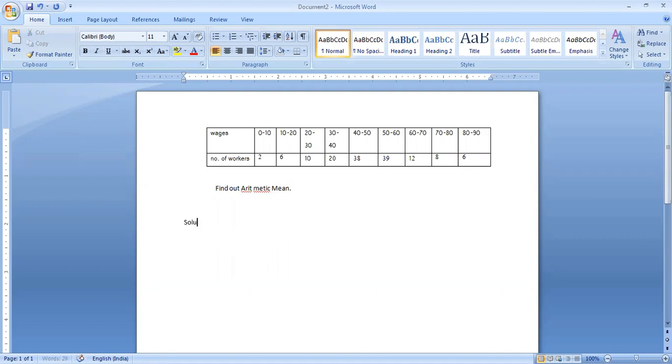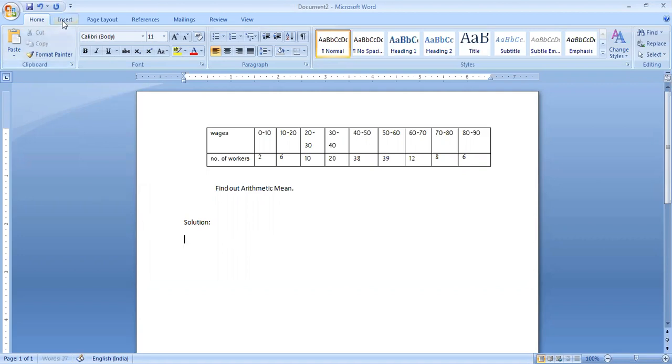You please try. There are various methods of finding it out. Direct method is there, indirect method is there, step deviation method is there. All this we have discussed. But here I will teach you the direct method. Today we will examine how the direct method will help us in finding out the arithmetic mean.